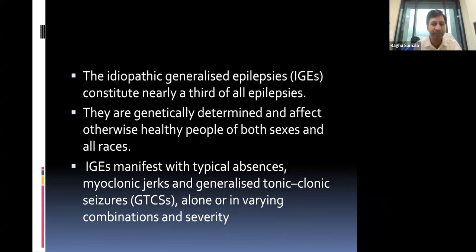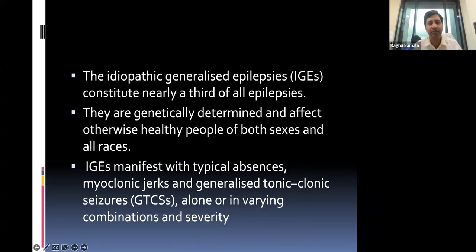One is absences and the second is myoclonic jerks. The myoclonic jerks can be restricted. They can involve only the eyelids, or only the neck, or only the upper body, or only the lower body. So the jerk can be anywhere. And the other one is generalized tonic-clonic seizures. So you see a combination of these things with varying severity.